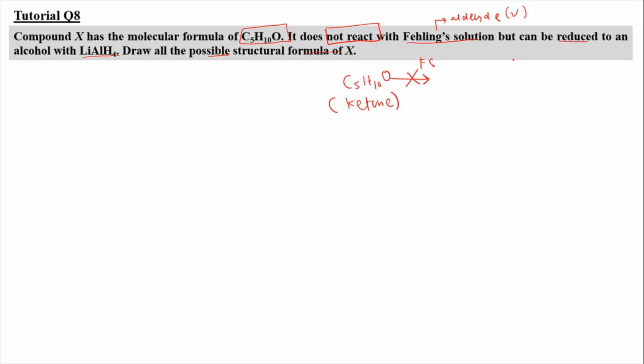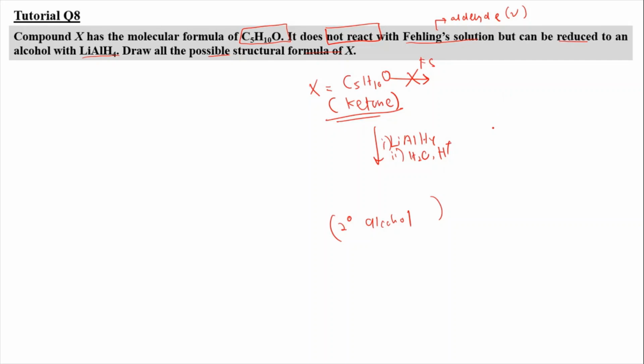Okay, and it can be reduced to an alcohol with the use of lithium aluminium hydride followed by hydrolysis. Okay, number 1 and number 2 here. So when a ketone is reduced with a reducing agent, which is lithium aluminium hydride, what we're going to produce is an alcohol, which is a secondary alcohol. So we know that our X here is confirmed to be a ketone. Okay, so it has a structure of C5H10O.